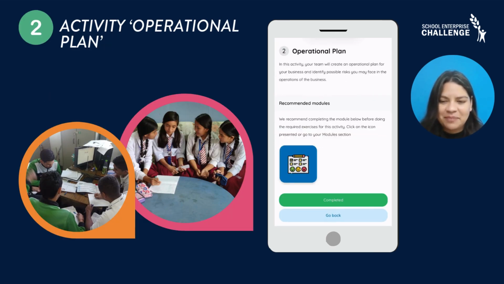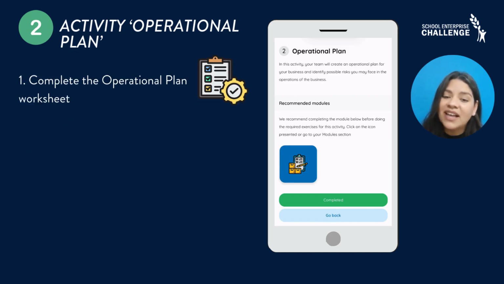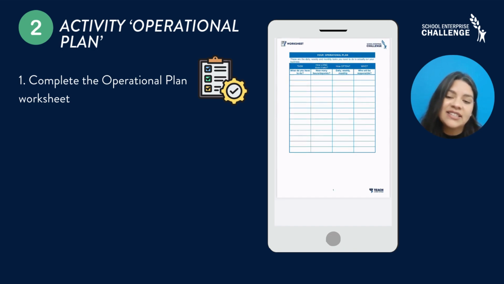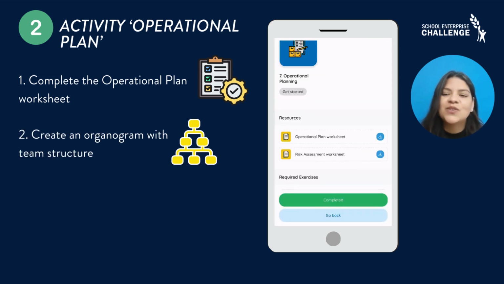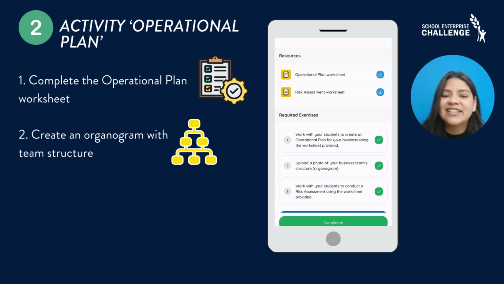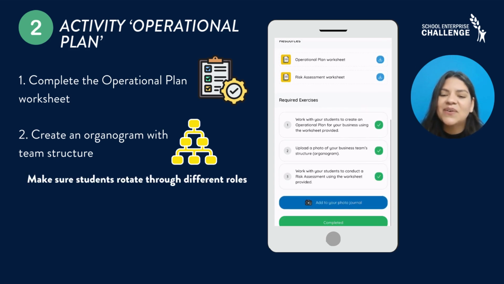Activity 2, operational plan. In this activity, your team will collaborate to create an operational plan using the provided worksheet. This plan organizes tasks, assigns responsibilities, and sets timelines to ensure successful outcomes. You will also develop an organogram to clarify team structure and responsibilities, enhancing communication and accountability. When doing this, make sure there is student rotation across departments to foster a comprehensive understanding of business operations and so that students gain leadership experience. Additionally, you will be asked to upload a photo of your team's structure on the website for visual clarity.